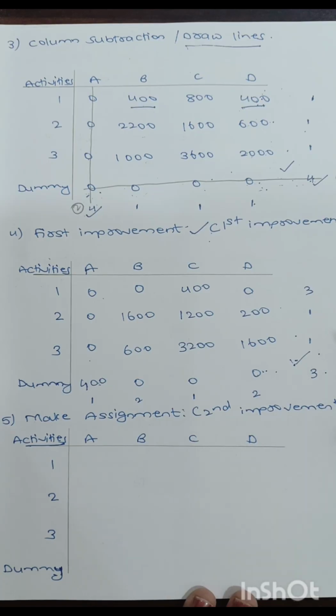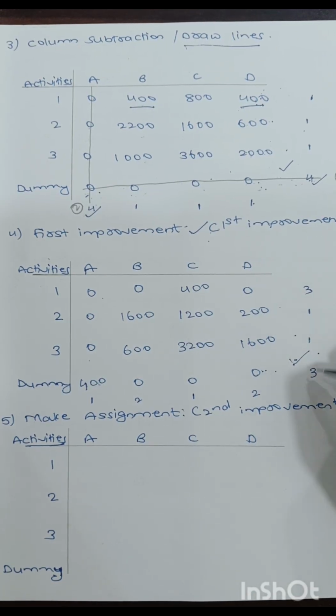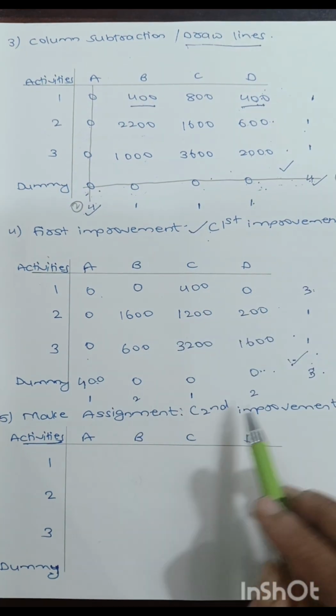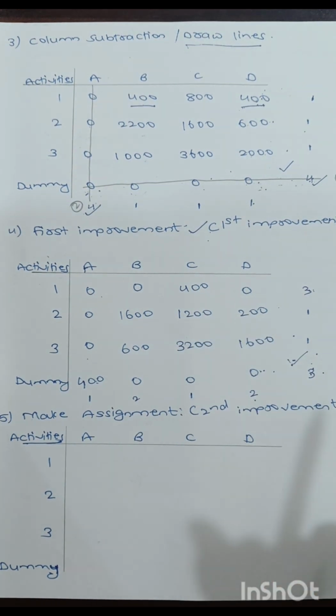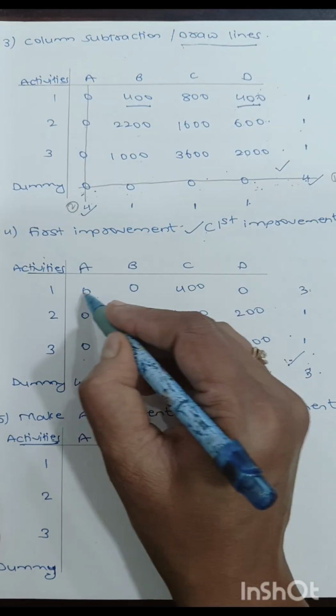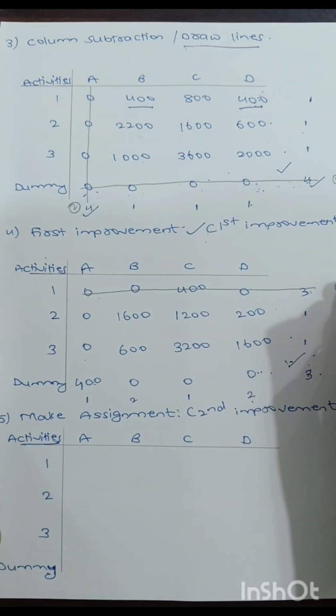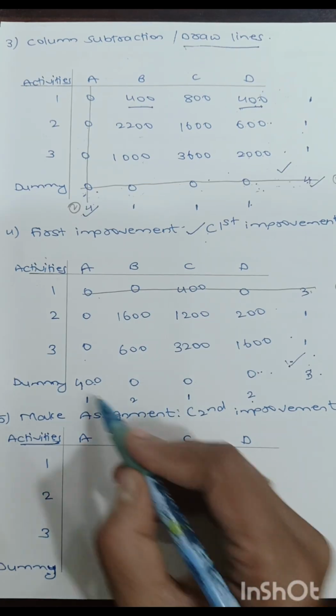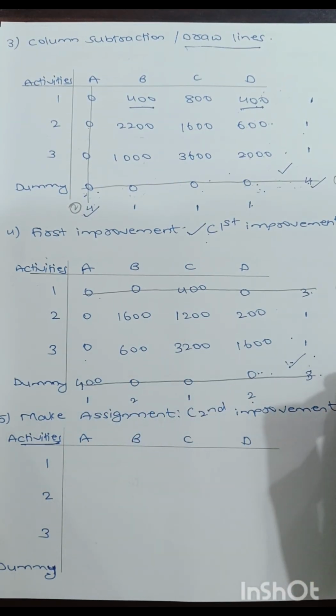As we can see, the maximum number of zeros row-wise are in row 1 and row 4. That is, these two rows contain the maximum, that is 3 zeros. Similarly, column B and column D contain the maximum, that is 2 zeros. So my first line will be row number 1. Why? Because this row contains 3 zeros. So this is my line number 1. Now the maximum number of zeros is in row 4, that is 1, 2, 3. So this is my line number 2.